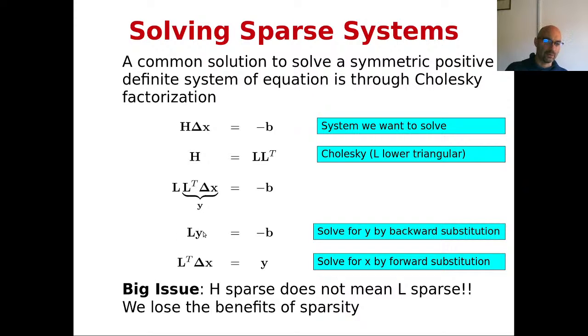Once I have found Y, which is the solution of the lower triangular, this is called forward substitution, I do a back substitution, which means I take Y and I solve the linear system L transpose delta X equals Y, which derives from this definition over here. And then I have found my solution.